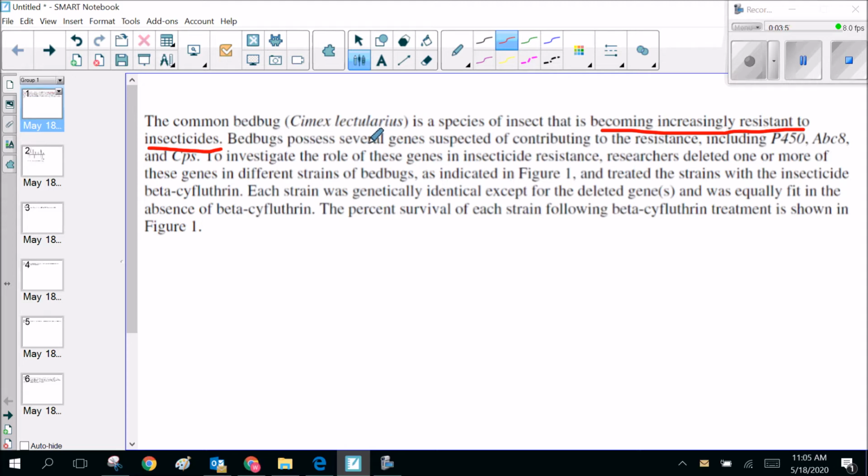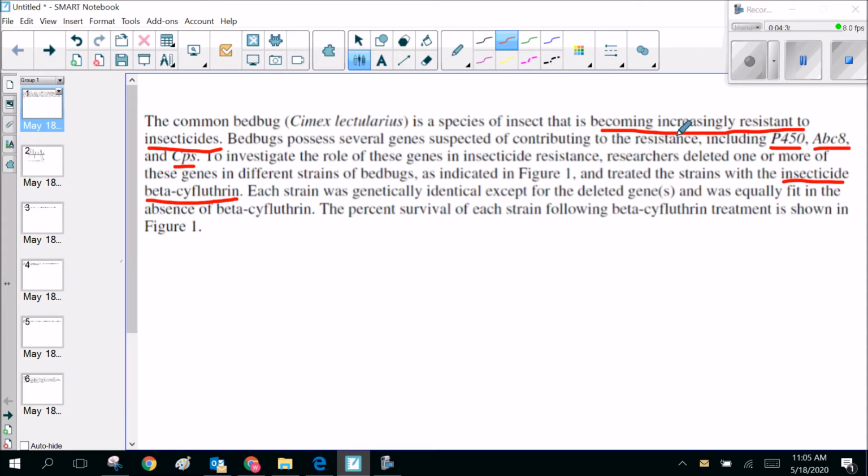And here we go. Bedbugs possess several genes suspected of contributing to the resistance, including, and I'm going to underline these because these are the specific names of the things I'm going to be working with in this problem, P450, ABC8, and CPS. To investigate the role of these genes in insecticide resistance, researchers deleted 1 or more of these genes in different strains of bedbugs, as indicated in Figure 1, and treated the strains with the insecticide beta-cyfluthrin. Now, just to make sure that I understand what that is when I see it later, because it's a big word that I might not recognize, I'm going to go ahead and underline both insecticide and beta-cyfluthrin so I can remember what it is.